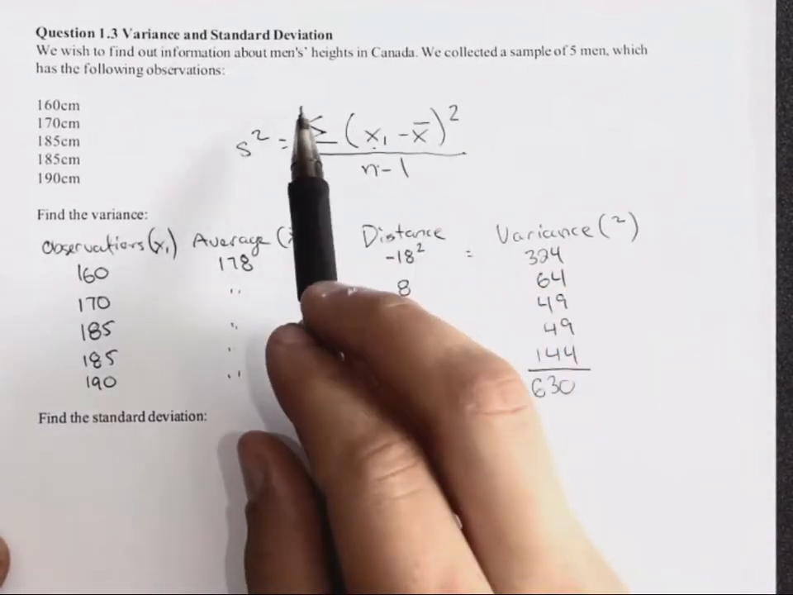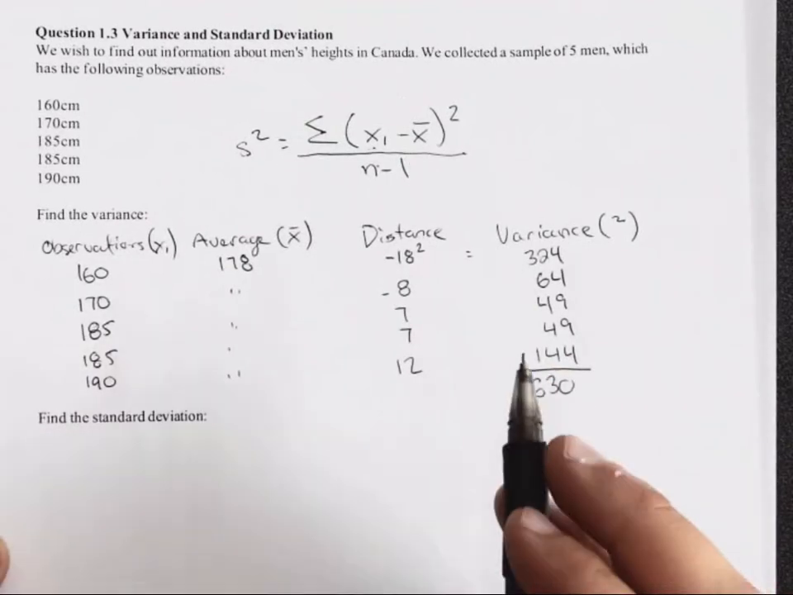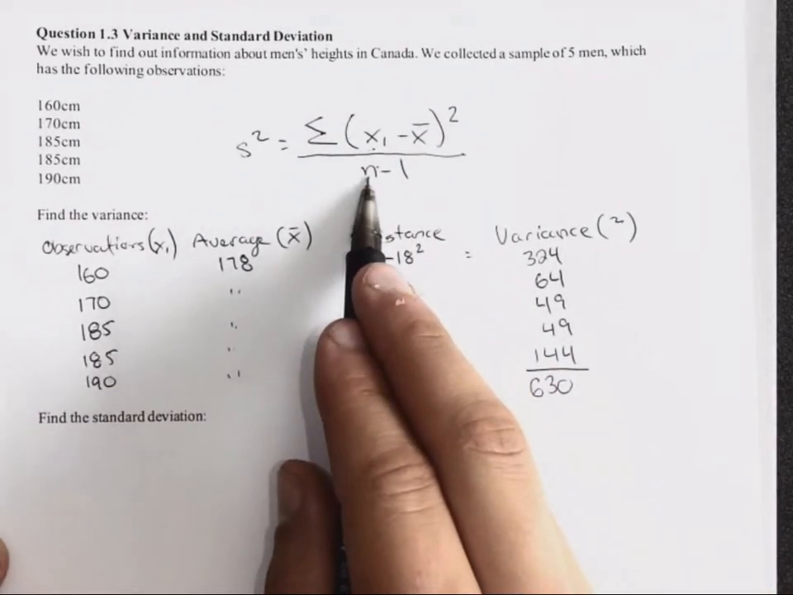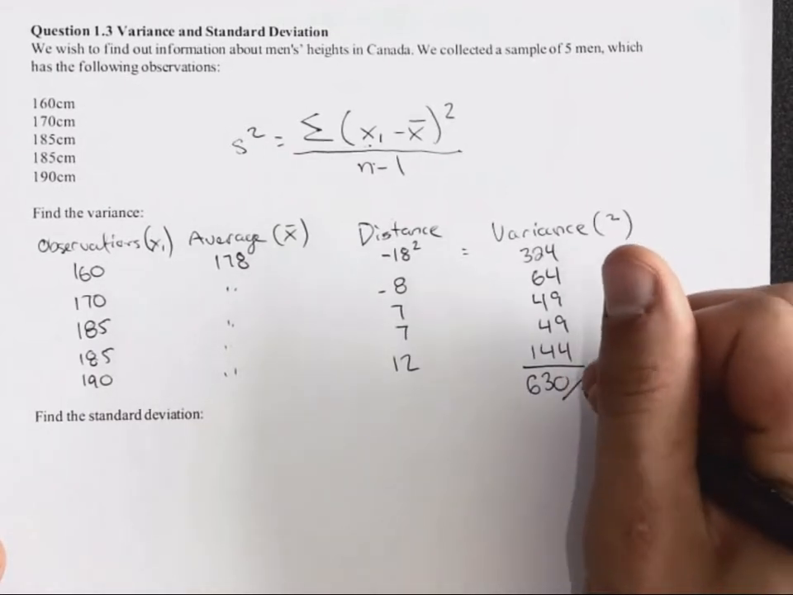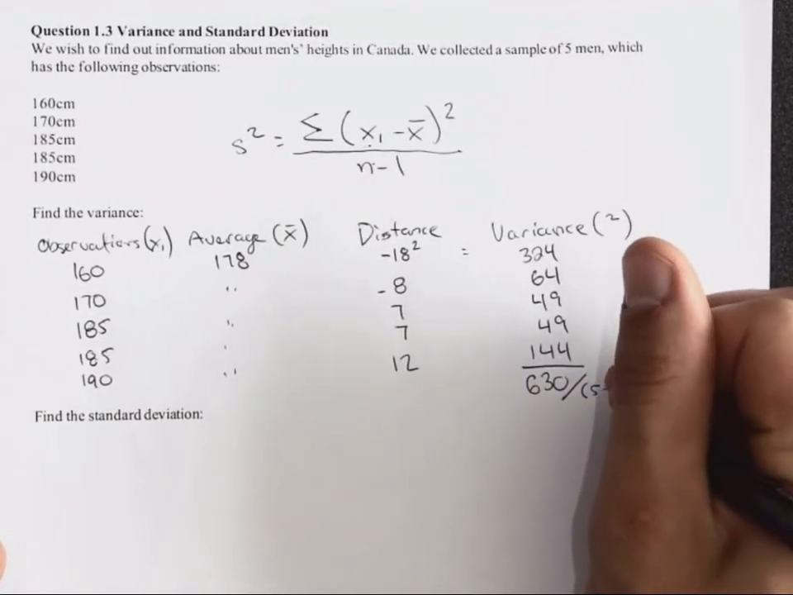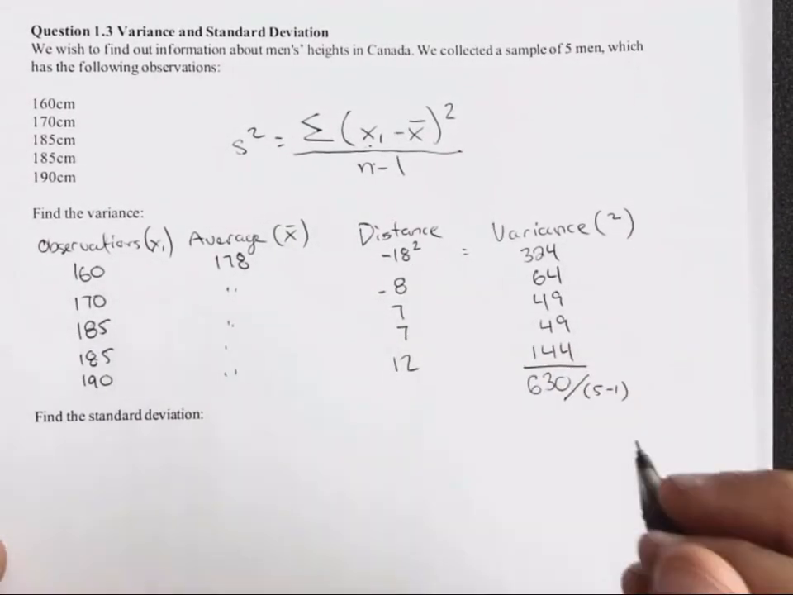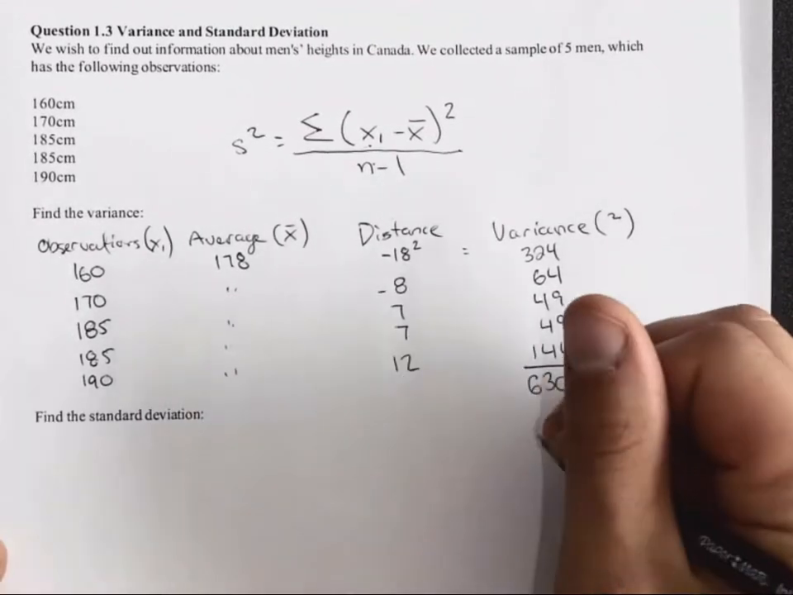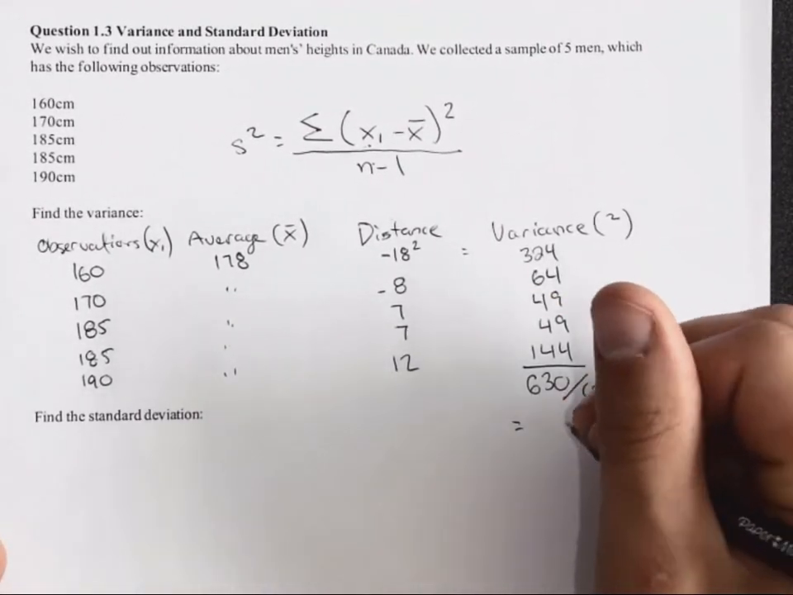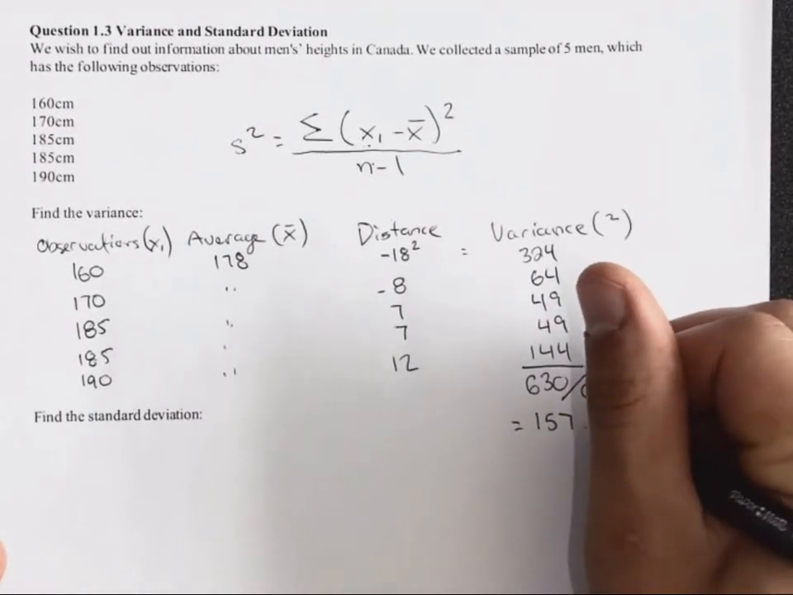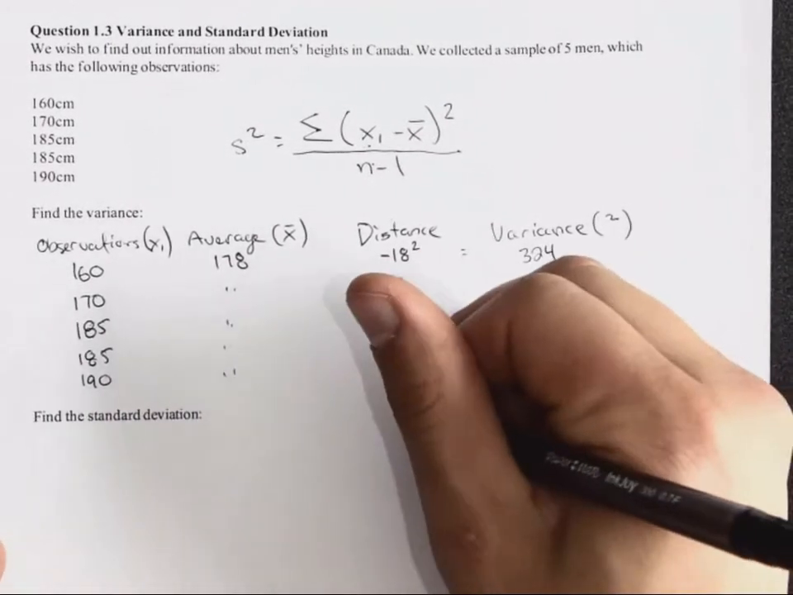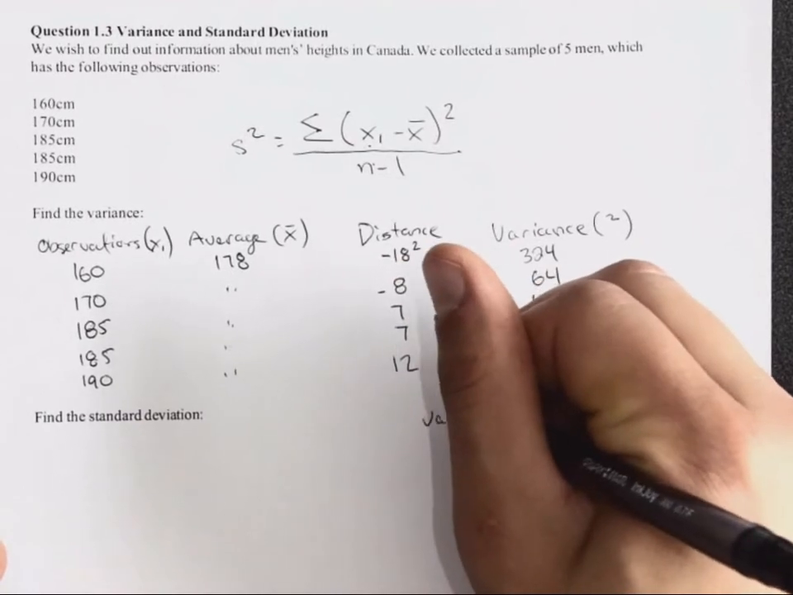So now that we have our total variance, what we need to do is divide it by our total number of observations less 1. So 630 divided by 5 minus 1. So 630 divided by 4 equals 157.50. So this would be what is called our variance.